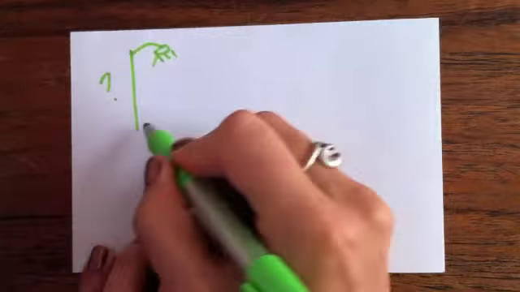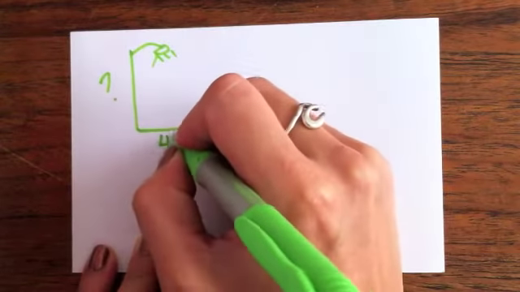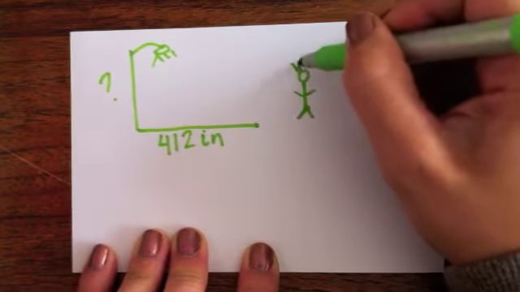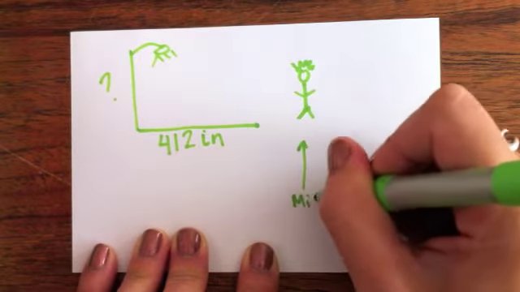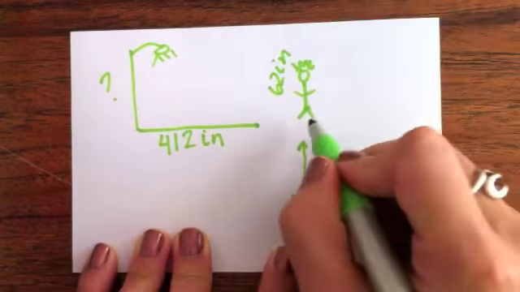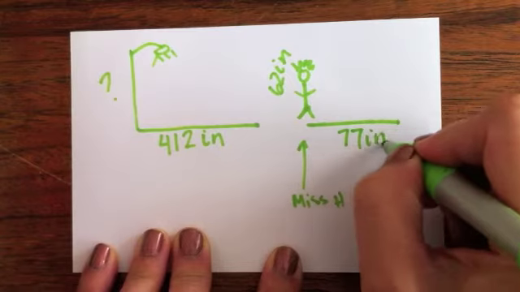Draw a picture. The lamppost, we don't know how tall it is. The shadow of the lamppost is 412 inches. Miss H, she's 62 inches tall. Her shadow was 77 inches.